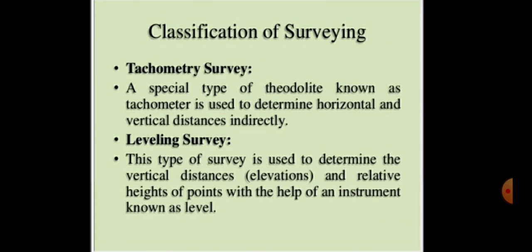Then coming to the next, that is tachymetric survey. Tachymetric survey uses a special type of theodolite in which the cross wires or crosshairs can be moved, and it is used to take approximate readings in a very fast time.